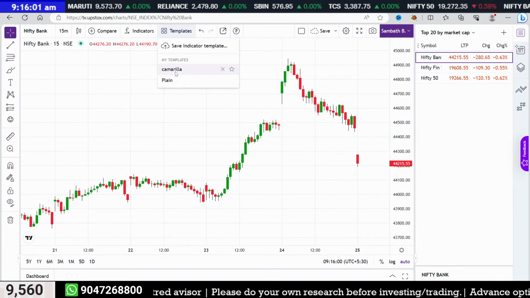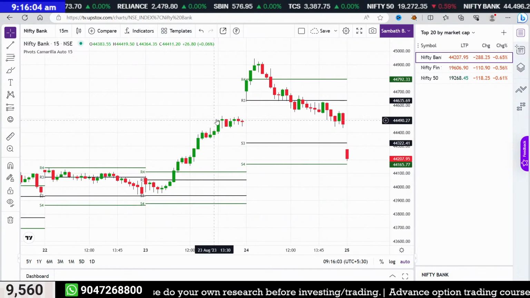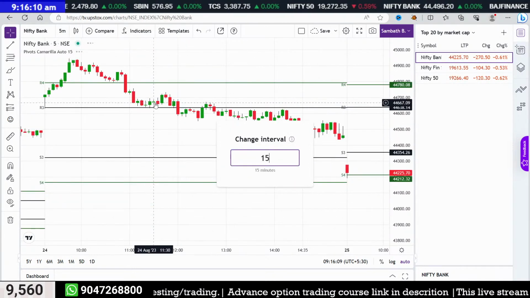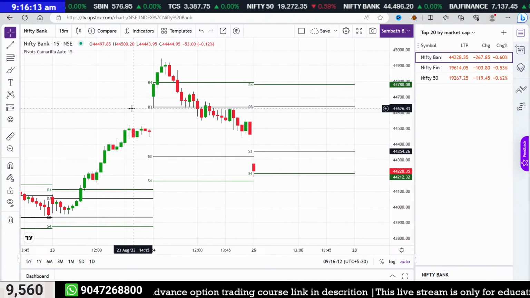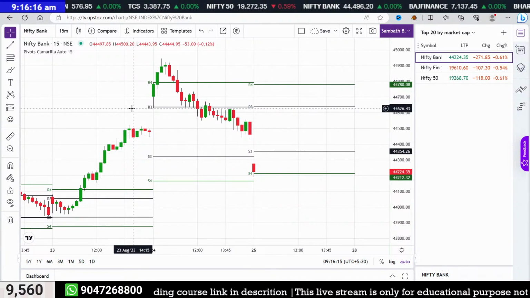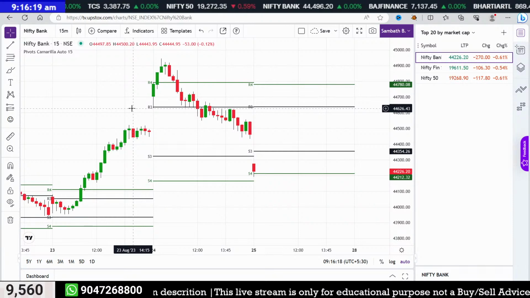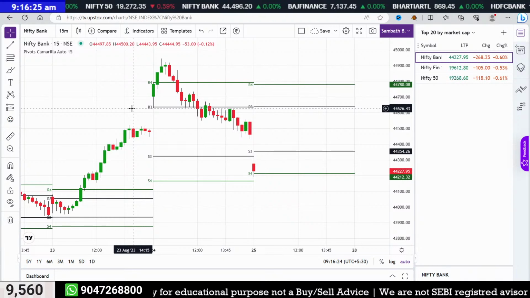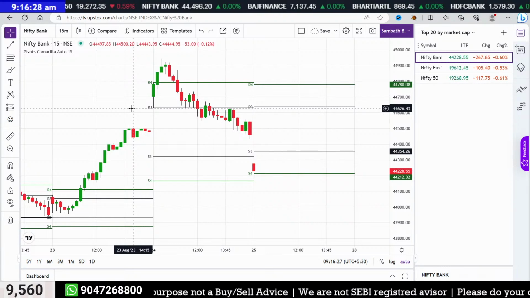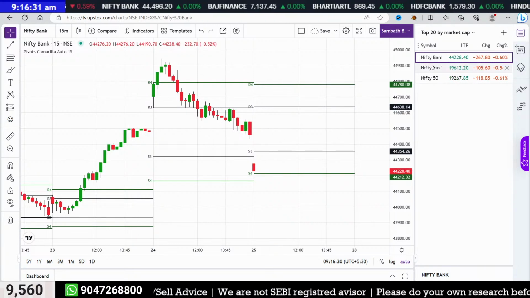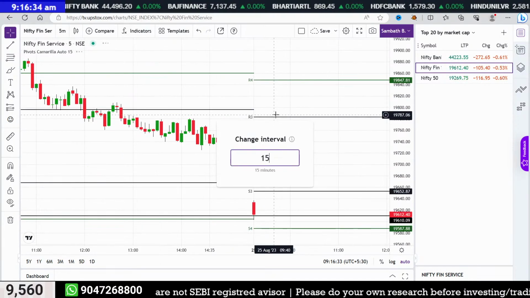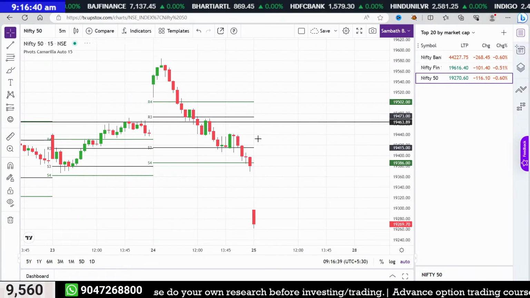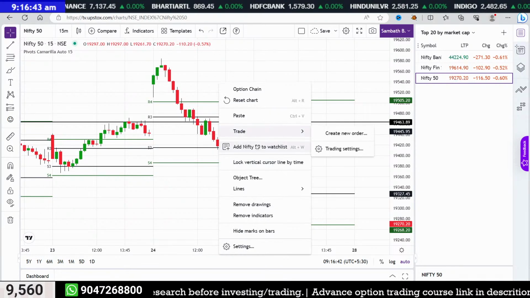So let me check with the camarilla pivot. I think this is the weekly 25th August. I think it opened in between S3 and R3, and is trading below, near S4. So maybe the support put is taken, and we can get a good opportunity. Yesterday it reversed from R4 levels in Nifty, and that also worked better. Let me check Finance Nifty on the S4 level. Yes, it is trading between S3 and S4, and Nifty is trading on S4.